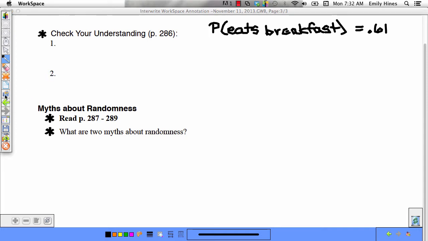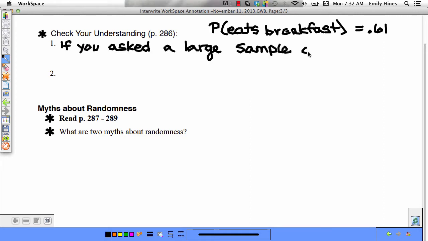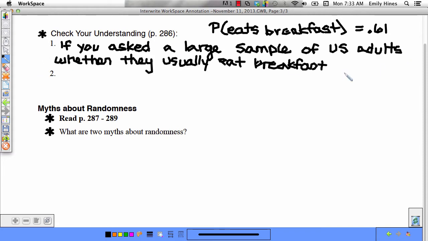Okay, explain what the probability 0.61 means in this setting. That means that if you asked a large sample, okay, a lot of people, a lot of repetitions, if you asked a large sample of U.S. adults whether they usually eat breakfast, about 61% of them will answer yes.